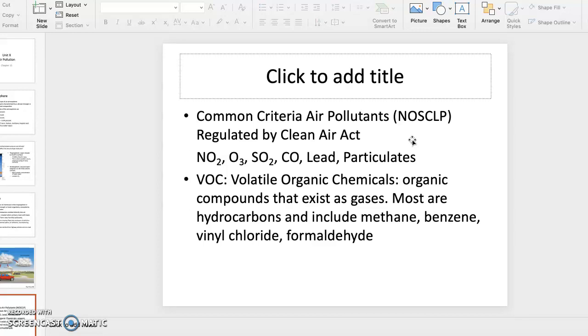Common criteria pollutants are going to be regulated by the Clean Air Act. We have nitrogen dioxide, ozone, sulfur dioxide, carbon monoxide, lead, and particulates. So in your booklet, for the 6 different criteria pollutants, you're going to write down those components. Also, volatile organic compounds are a big one on the AP exam. They love talking about it. Most of them are hydrocarbons and include methane, benzene, vinyl chloride, and formaldehyde.